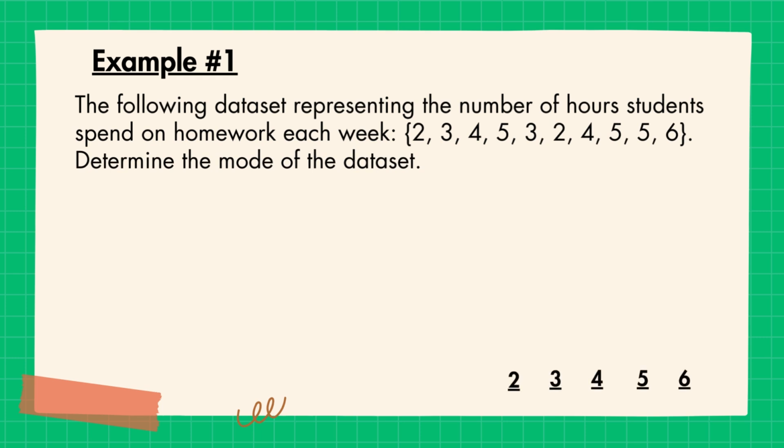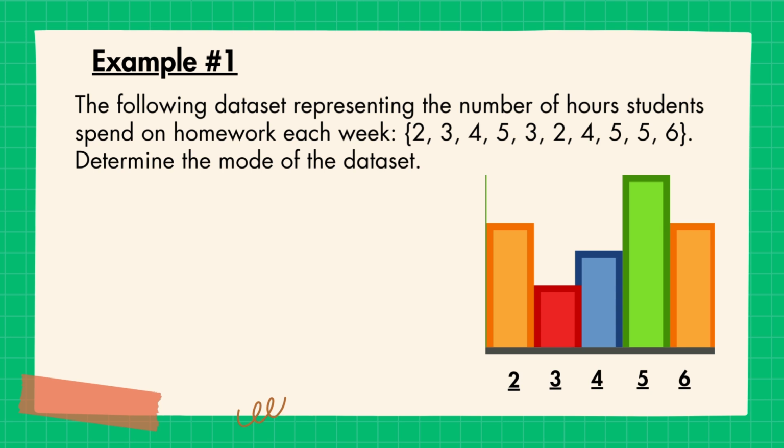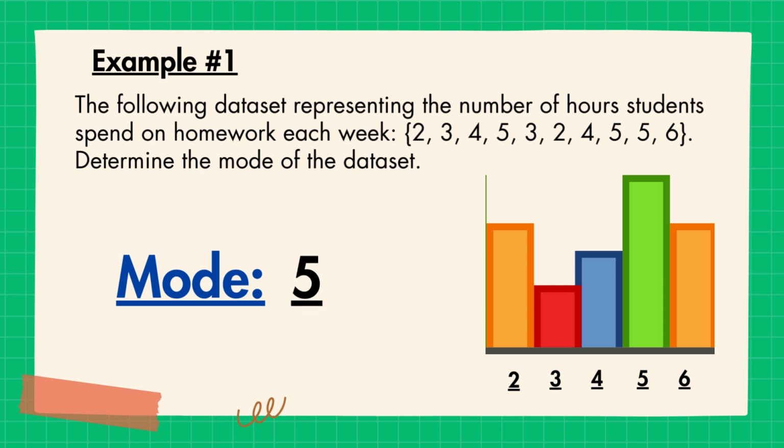To find the mode, we look for the values that appear most frequently in the dataset. In this case, the number 5 occurs 3 times, which is more frequent than any other number. Therefore, the mode of this dataset is 5. In the context of the number of hours students spend on homework, the mode represents the most common amount of time spent, indicating that a significant number of students spend 5 hours on homework per week.